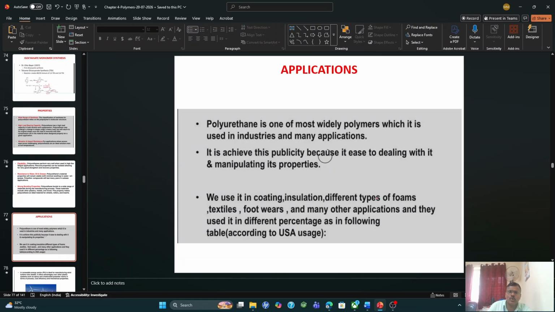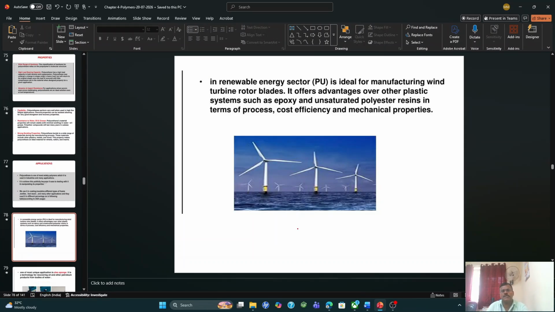We use it in coatings, insulation, different types of foams, textiles, footwear, and many other applications, as they are used in different percentages. In windmills also, the windmill blades are made up of polyurethanes, with higher density.